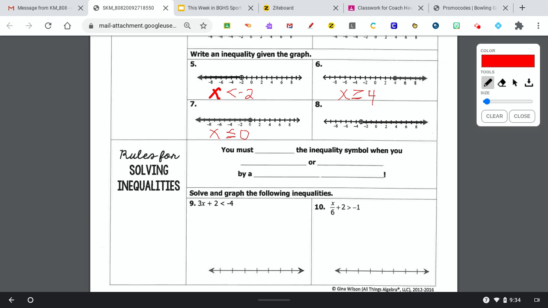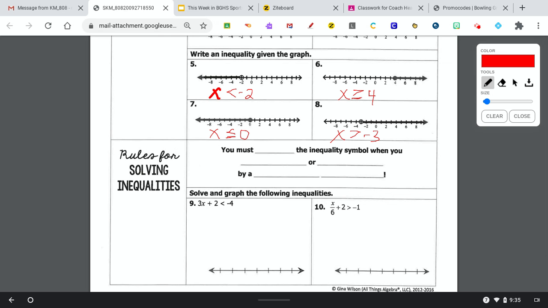And then look at number 8. It's open. I'm going to put my variable. It's an open circle, and it's going to the right. Put my mouth going to the right, and it's on -3. So that kind of helps you there.